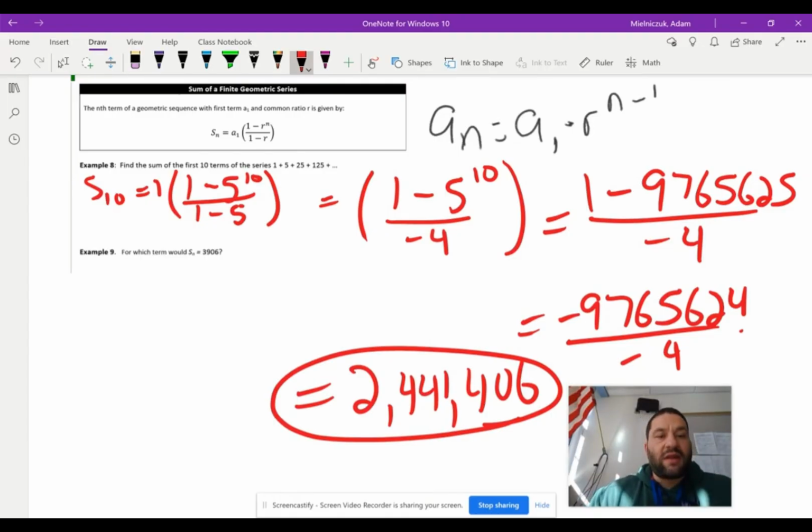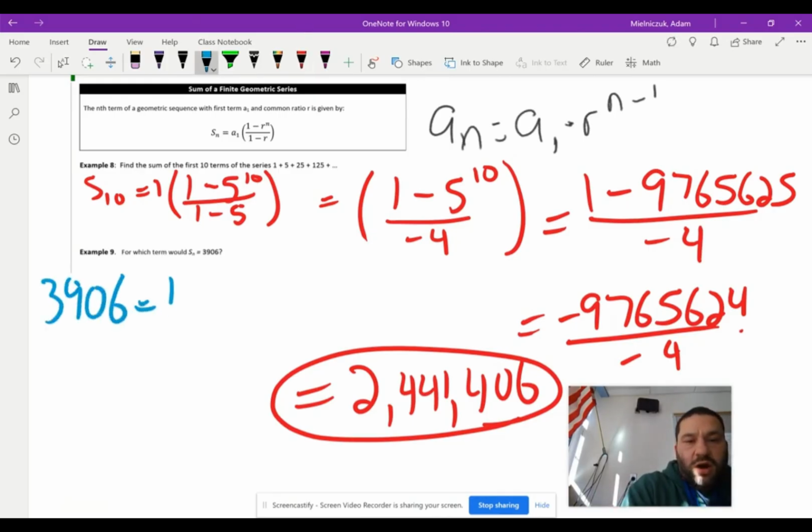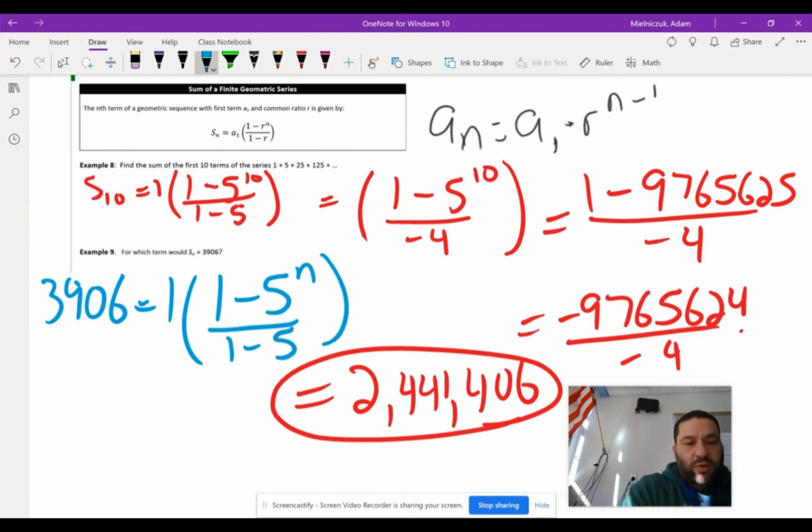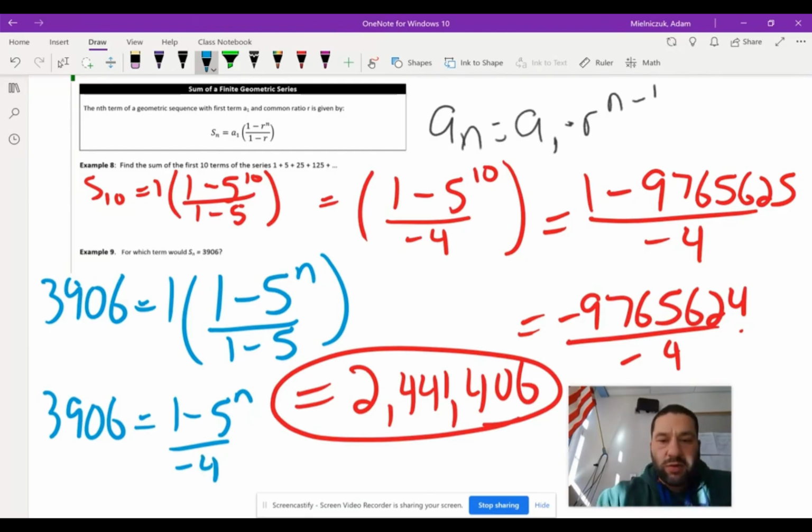Okay. And then it says, for which term would S of n equal 3,906? So we want to know when 3,906 is equal to our first term times 1 minus 5 to the n over 1 minus 5. So let's think about this. We're going to get 3,906 is equal to 1 minus 5 to the n over negative 4. So how do we solve this?